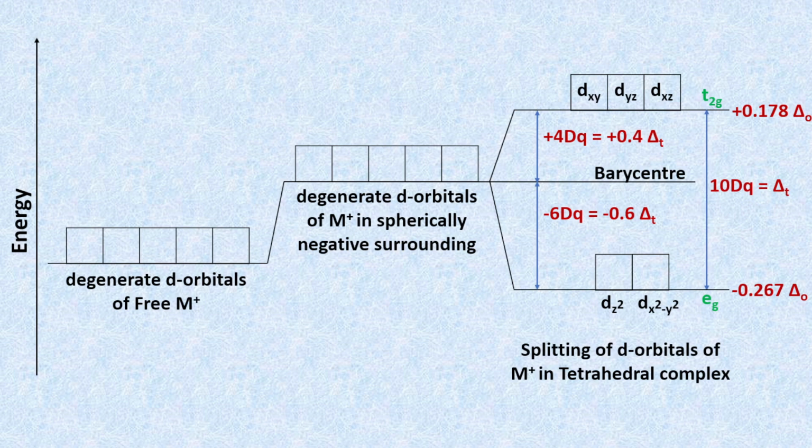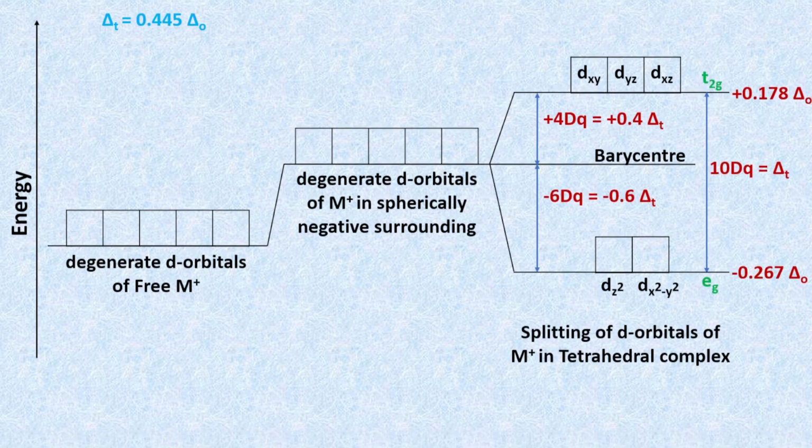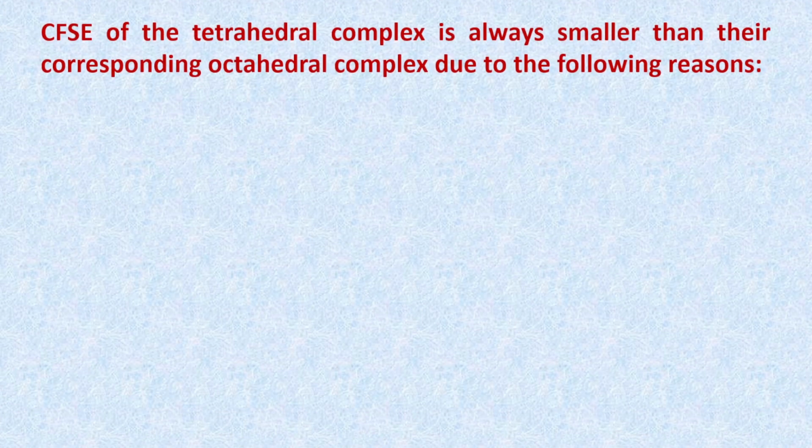The energy of T2G and EG level in terms of crystal field splitting in octahedral, or delta O, are plus 0.178 delta O and minus 0.267 delta O respectively. The difference between the EG and T2G level is 0.445. Thus, we can say the magnitude of CFSE in a tetrahedral is about 0.445 times that of CFSE in octahedral geometry.